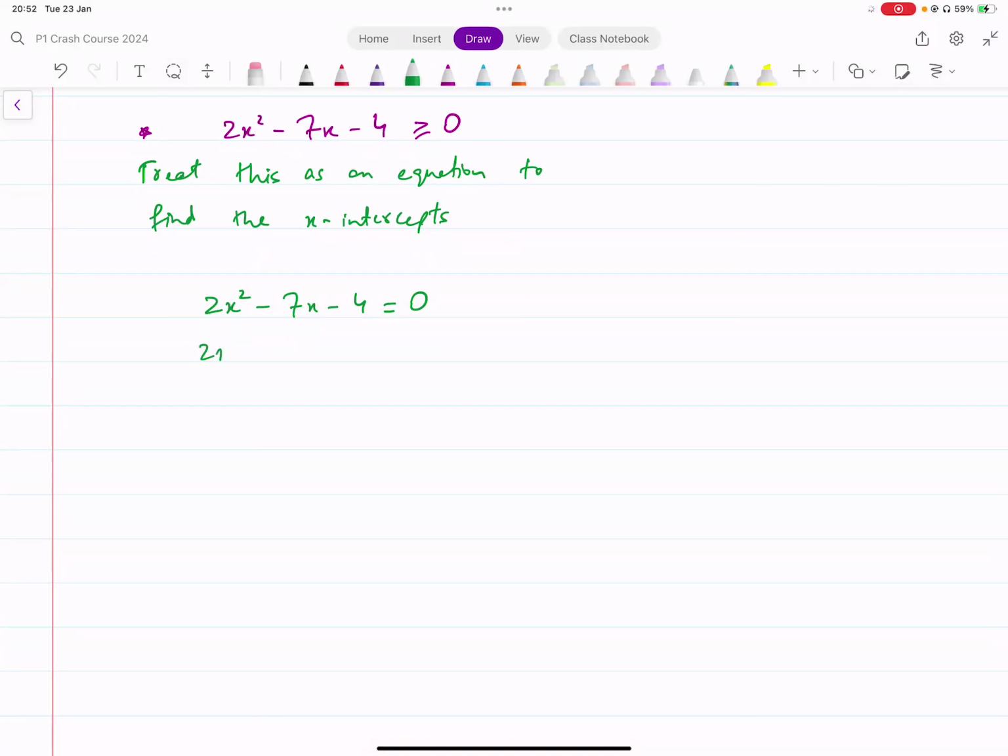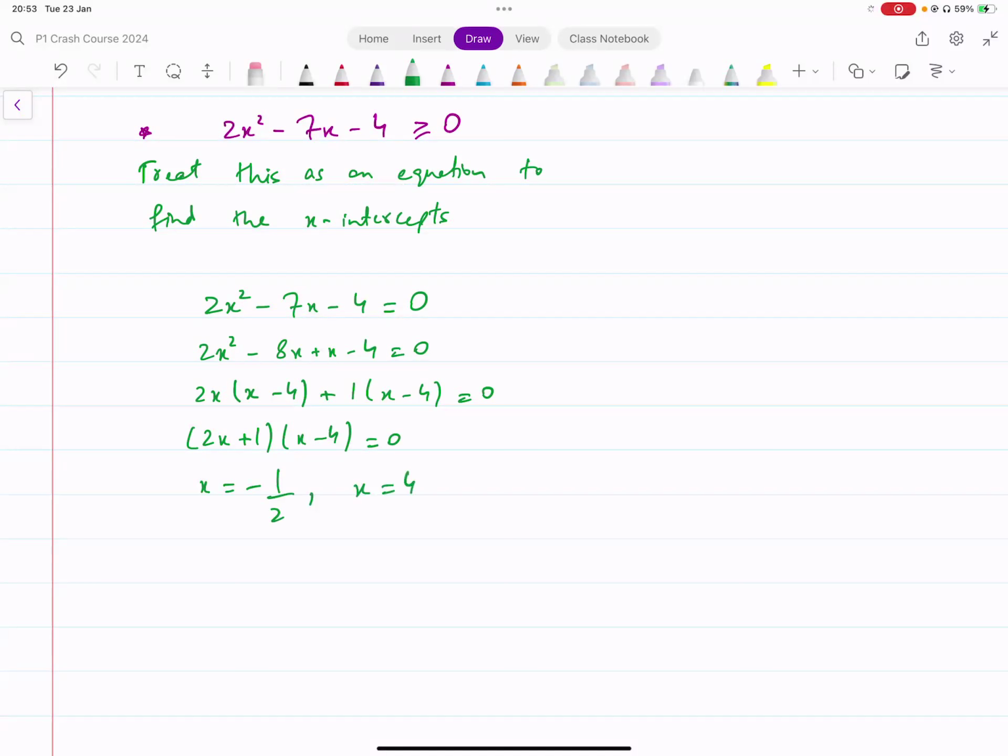You can factorize. You can say it's 2x squared minus 8x plus x minus 4 equals 0. You take 2x common from the first two terms. That leaves you with x minus 4 inside, and then you have plus 1 into x minus 4. You get two factors. One is 2x plus 1, and the other is x minus 4. So that means either x equals minus 1 over 2 or x equals 4.